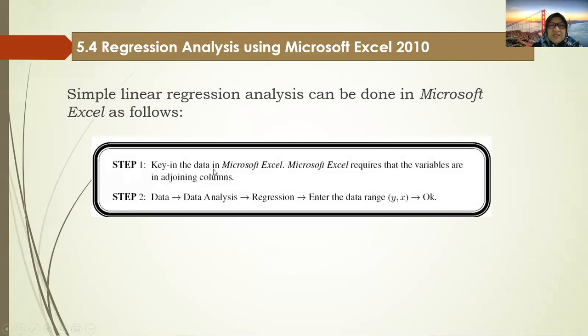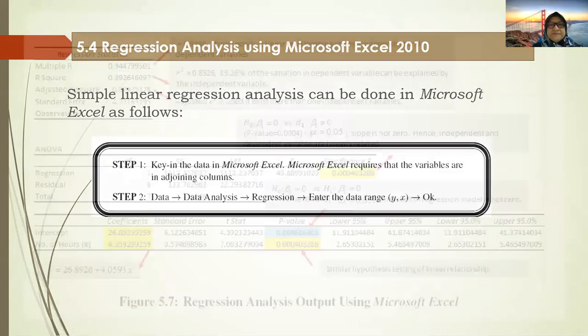So first of all, you key in the data, and take note that Microsoft Excel requires that the variables are in adjoining columns. So that means the data must be in columns and side by side to each other. Then step number 2, you go to data analysis, regression, and then you enter the data range.